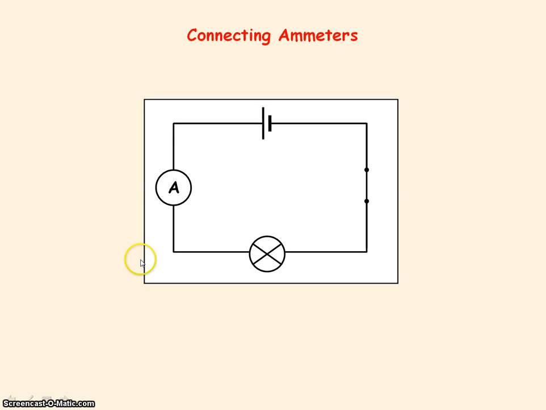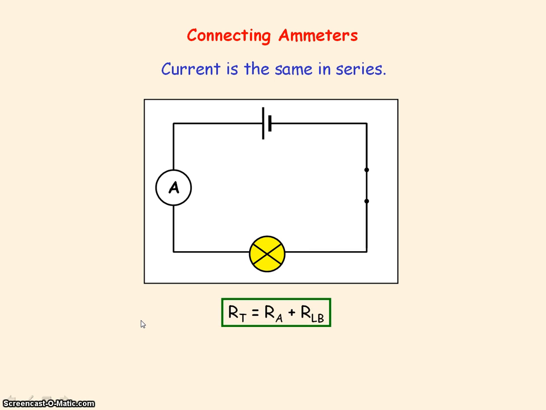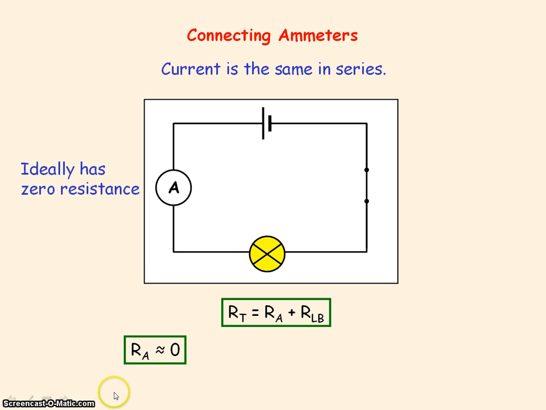So when we connect ammeters to determine the current through a component, in this case a light bulb, we will connect it in series because current is the same in series. In series, we know resistances add, so the total resistance in this circuit will be the resistance of the ammeter plus the resistance of the light bulb. For the ammeter to have no effect on the circuit, its resistance should be equal to 0. That means the total resistance in the circuit will only be due to the resistance in the light bulb.